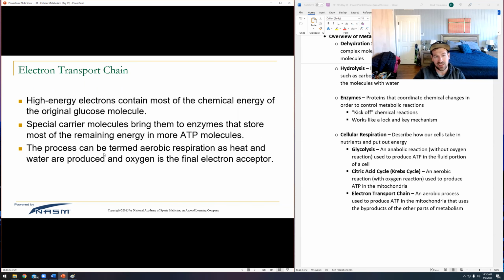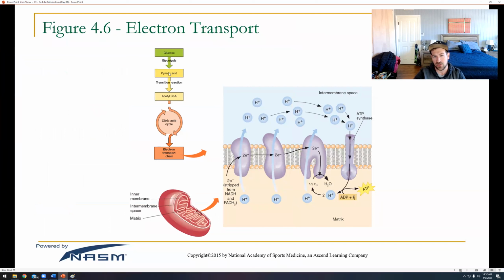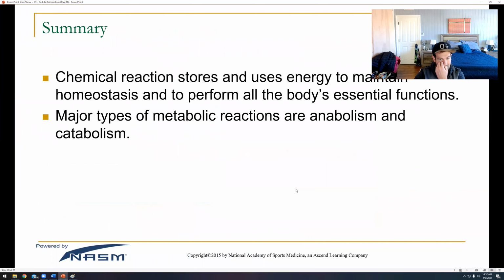So the last part is the electron transport chain, and this is what that looks like. Glucose, lactic acid, Krebs cycle, and then eventually there's all the NAD and FAD. There's all the little hydrogen ions from NAD and FAD, and they go through this little pump right here, and that's how we get 36 molecules of ATP.